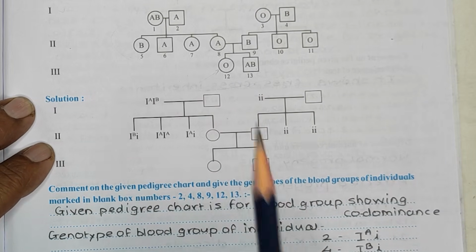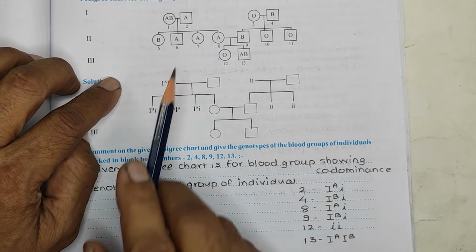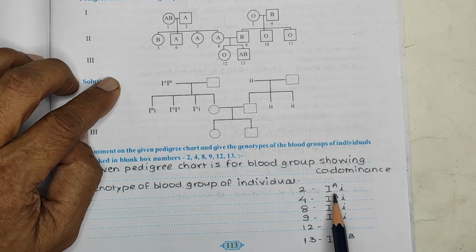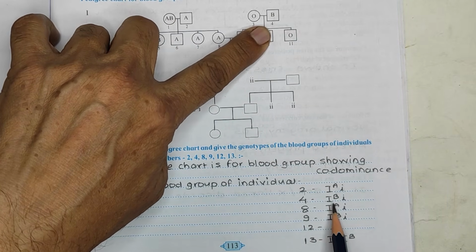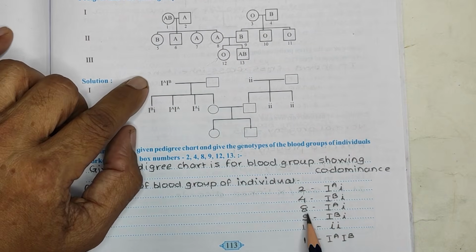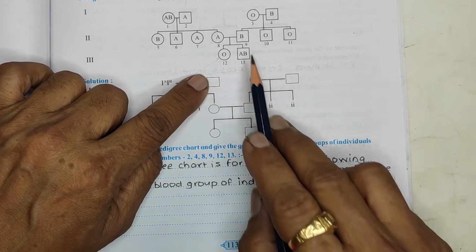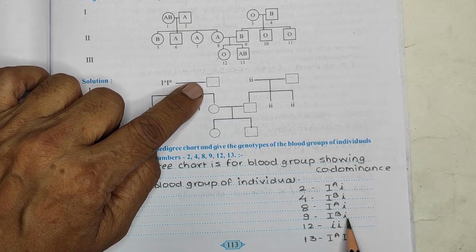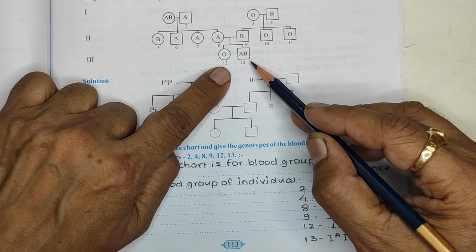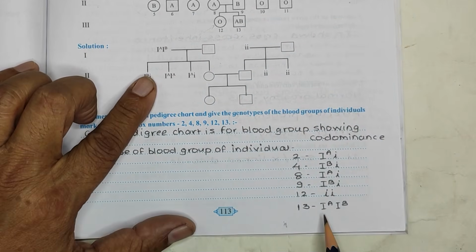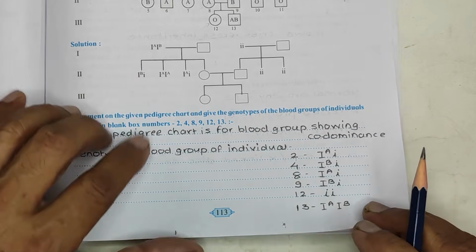Already we have discussed this previously. Now here the 2 is there, which shows capital IA and small i. Then the fourth one shows capital IB and small i. The 8th one shows capital IA and small i. The 9th one shows capital IB and small i. And the 12th one is O, so that's why small i. And 13th is AB, which has capital IA, capital IB. So these are the answers for this practical.